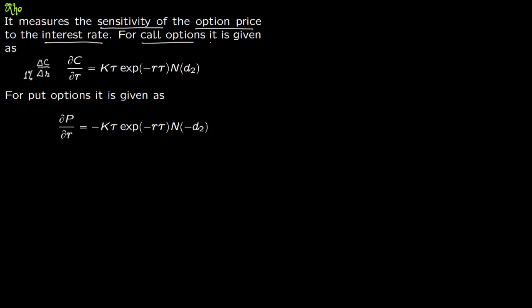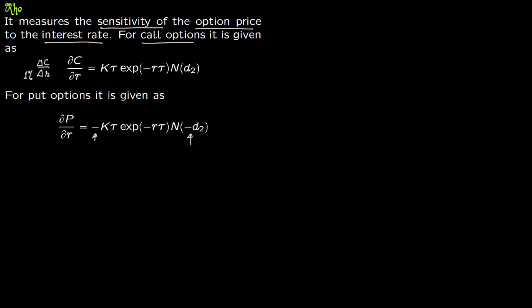So for the call option, it is given as delta C by delta R. This is the formula: K is the strike, tau is the time to expiration date or maturity, exponential of minus R tau N(d2). R is again the risk-free rate. And for put options, it is minus K tau, exponential of minus R tau N(minus d2). So basically just copy the above formula down. Notice there is a negative sign here and then there is a negative sign here.